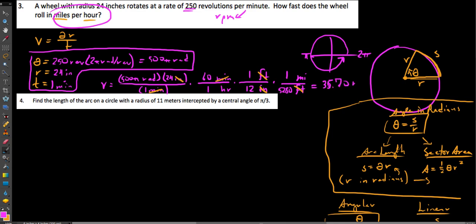35.70. Okay, and this is miles per hour. So just making sure that you're finding the right values, putting them in the right units, and plugging and chugging, and then converting your units if necessary.